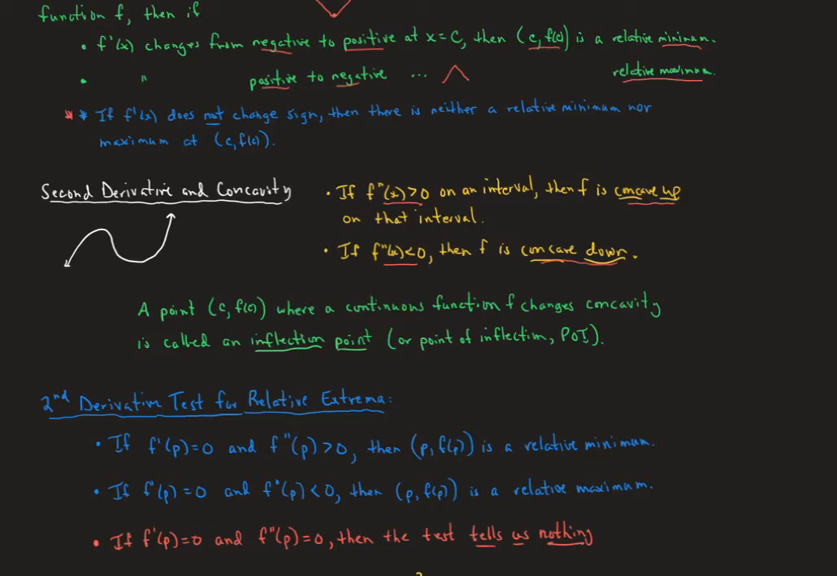Now, just for the record, other textbooks will say if f prime of x is increasing on an interval, then it's going to be concave up. So that's another way of talking about it being concave up or concave down. And likewise, if f prime of x is decreasing, then that would also be a way of talking about a function being concave down.